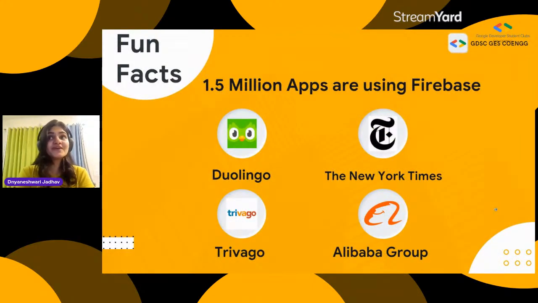Now it's time for some fun facts. Did you guys know that there are 1.5 million apps using Firebase? Here are some apps that top the list: Duolingo, the New York Times, Trivago, and Alibaba.com.